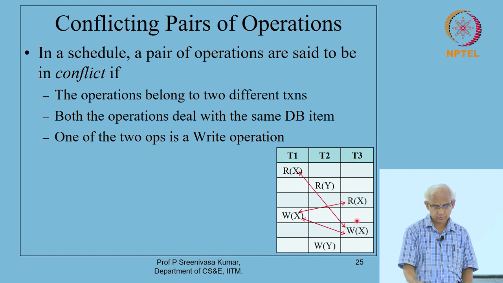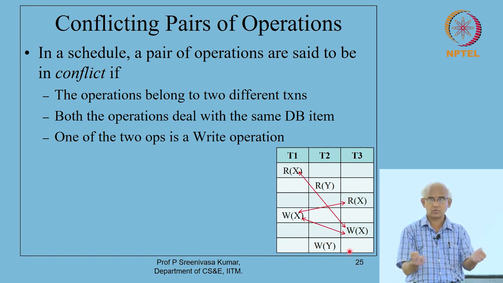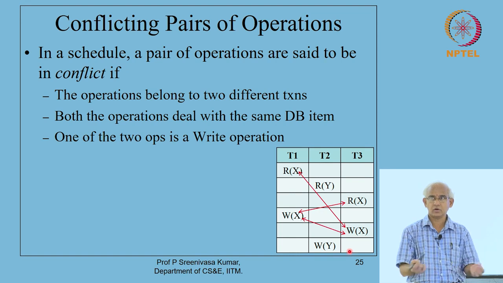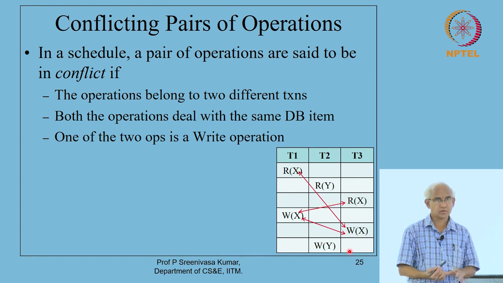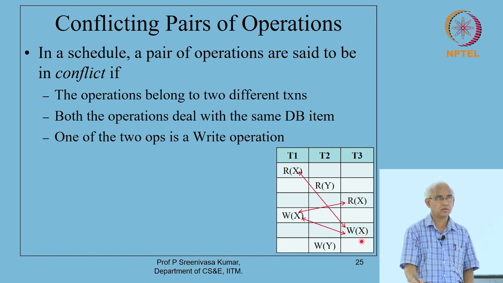in this particular schedule. So, given any schedule, you will be able to figure out what the conflicting pairs of operations are. Okay, is that clear as to what conflicting pairs of operations are? Let me repeat. There are operations that belong to two different transactions, both of them dealing with the same database item, and one of them is a write operation.